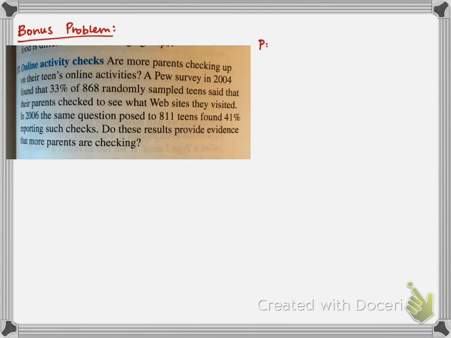A Pew survey in 2004 found that 33% of 868 randomly sampled teens said that their parents checked to see what websites they visited. In 2006, the same question posed to 811 teens found that 41% reporting such checks. Do these results provide evidence that more parents are checking as time goes on?